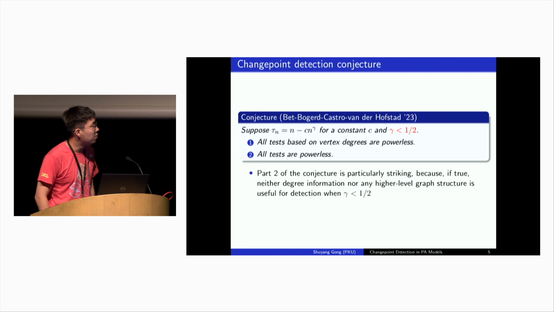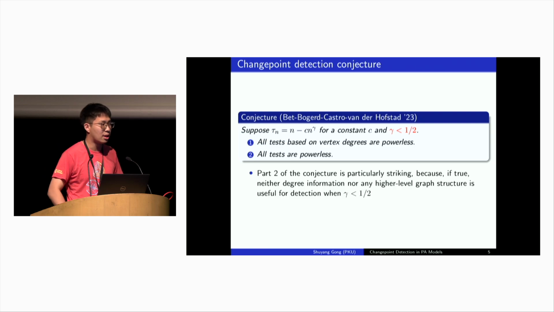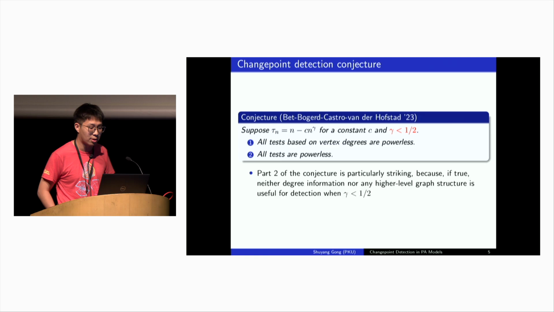In the same paper, they also conjecture that, supposing tau n equals n minus n to the gamma, where gamma is below 1/2, the first thing is that all tests based on vertex degrees are powerless. The second thing is that all tests are powerless. The second part I find very striking, because if this is true, it means that neither degree information nor any high-level structures, for example trees, cycles, or subgraph counts, is useful for detection when gamma is below 1/2.